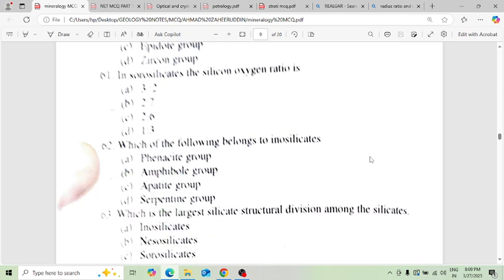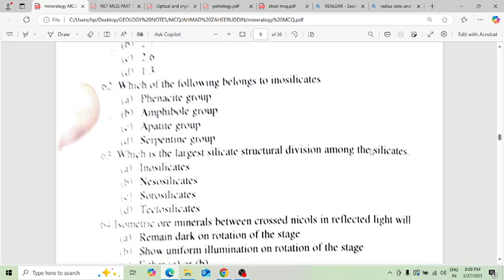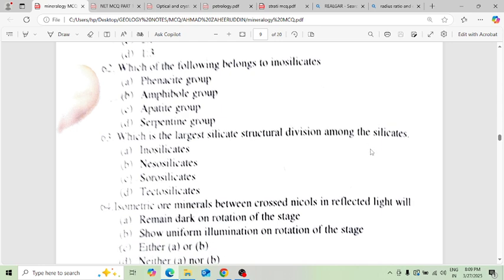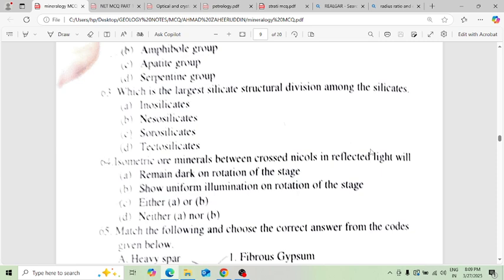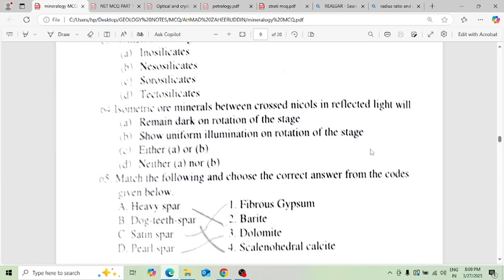Which of the following belongs to inosilicates? Inosilicates are the amphibole group, double chain. Which is the largest silicate structural division among the silicates? Largest silicate structural division, tectosilicates. Isometric minerals between crossed nicols in reflected light will remain dark on rotation of the stage and show uniform illumination on rotation of the stage, either A or B.